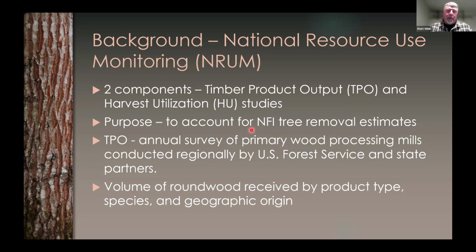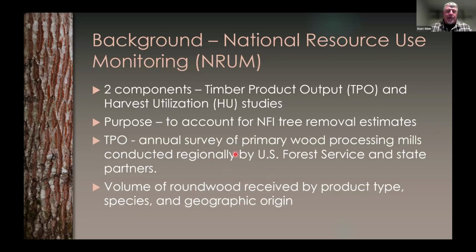The way that we collect our timber product output data is we send out surveys to primary wood-using mills throughout the country. Prior to 2019, this was done periodically. Every few years we would survey 100% of mills. But since then, we've moved to an annual sample survey. So now we send out a survey to a sample of mills every year.